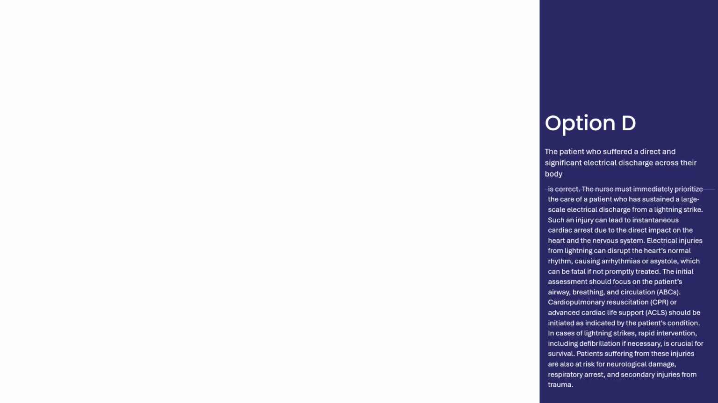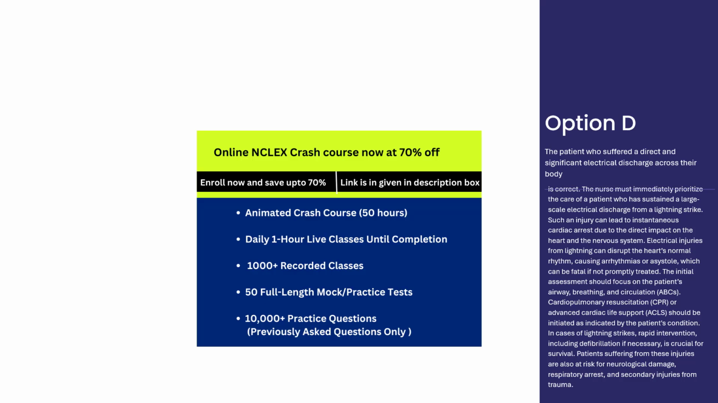D is correct. The nurse must immediately prioritize the care of a patient who has sustained a large-scale electrical discharge from a lightning strike. Such an injury can lead to instantaneous cardiac arrest due to the direct impact on the heart and the nervous system. Electrical injuries from lightning can disrupt the heart's normal rhythm, causing irregular heartbeats or no heartbeat, asystole, which can be fatal if not promptly treated.